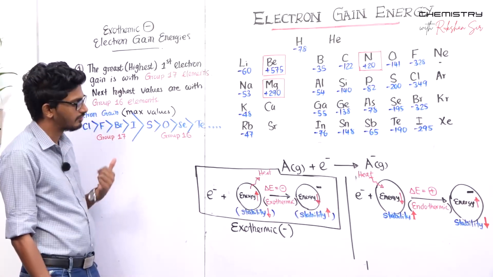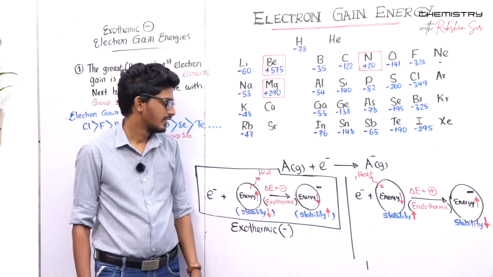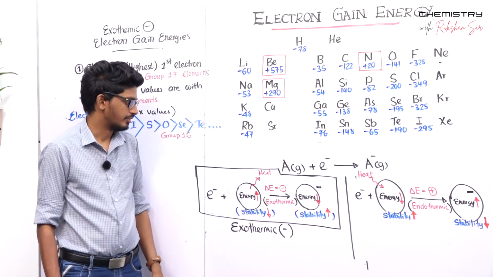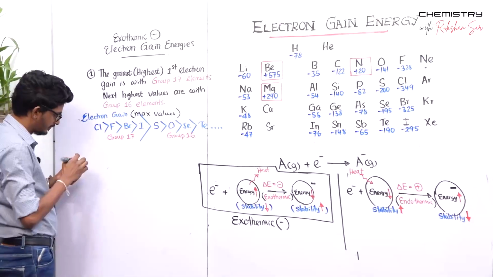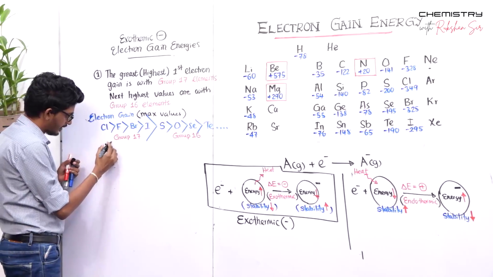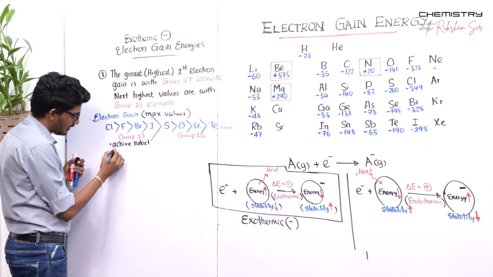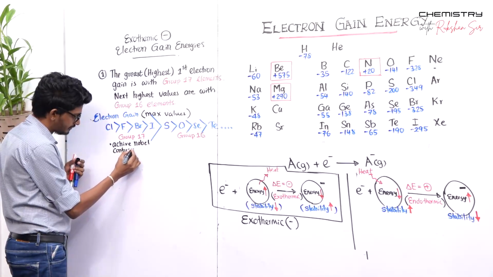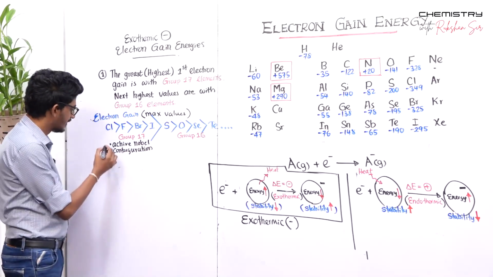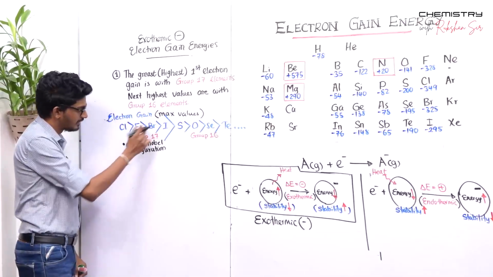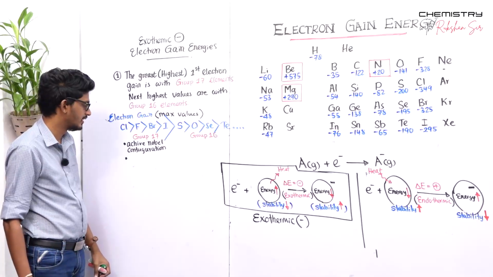That is one reason for group 17s to have the greatest exothermic values. Right? The one reason is that group 17s achieve the noble gas configuration by gaining the electron.